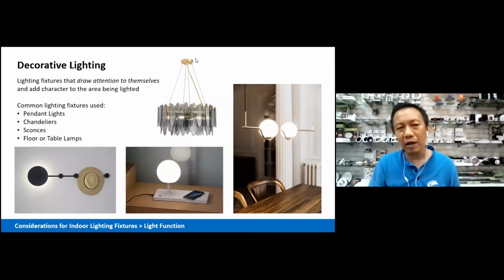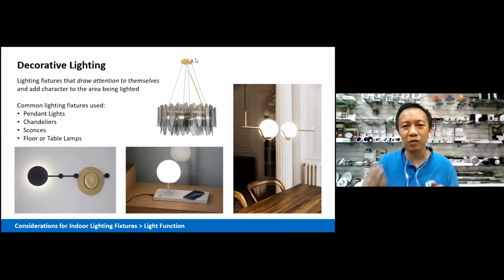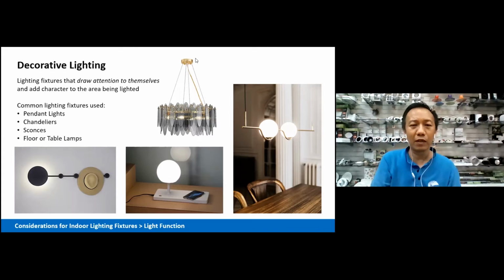Decorative lighting, by the name itself, is to draw attention to themselves and add character to the area being lighted. Common lighting fixtures, pendant lights, chandeliers, sconces, floor table lamps. Itong table lamp na to, may wireless charging yan. So it attracts attention to itself. Itong wall light na to, it serves also as a coat hanger. Pwede mo iwan yung ano mo, sombrero or coat. Meron si LANDLITE niyan.